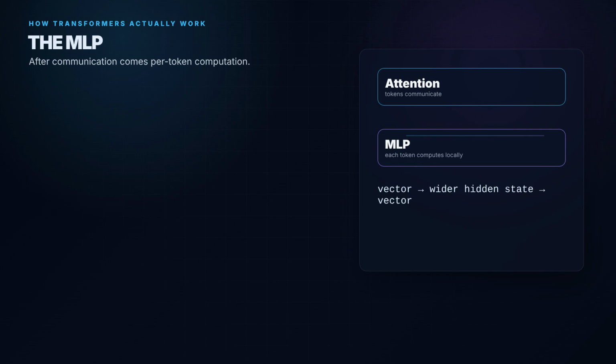A clean way to remember the block is, attention is communication. The MLP is computation. In the original transformer, the MLP expands the vector to a larger hidden dimension, applies a nonlinearity, then projects it back down. Modern models often use gated activation functions, but the role is the same: transform features and build more abstract representations. A real transformer block also includes residual connections and normalization.